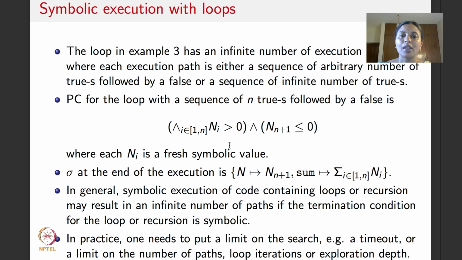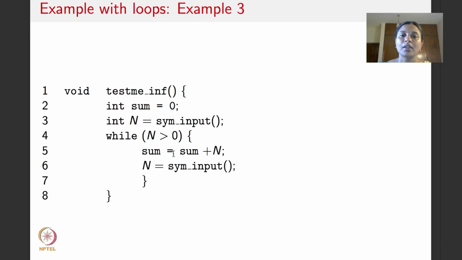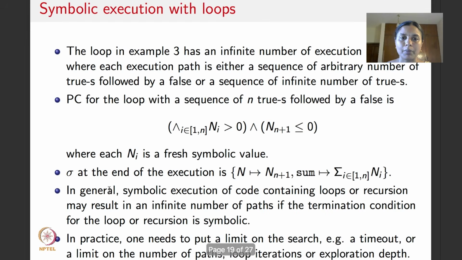And at each step of the execution, sum gets assigned to sum plus that value of N_i, and the new input N_i is read. That's what is represented here. Sigma, which represents the symbolic state, which I had explained in the previous lecture, looks like this. There are two variables in the program, capital N and sum. Capital N will stop when the program reaches the end of execution, when the program gets n plus 1. And what will sum be? Sum will be the summation of all the inputs that you have read till now.